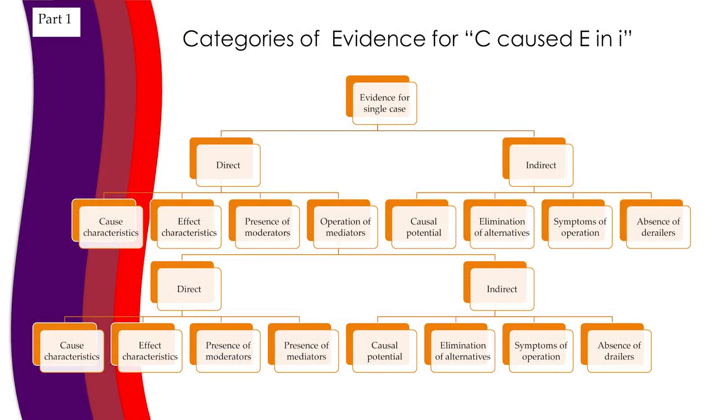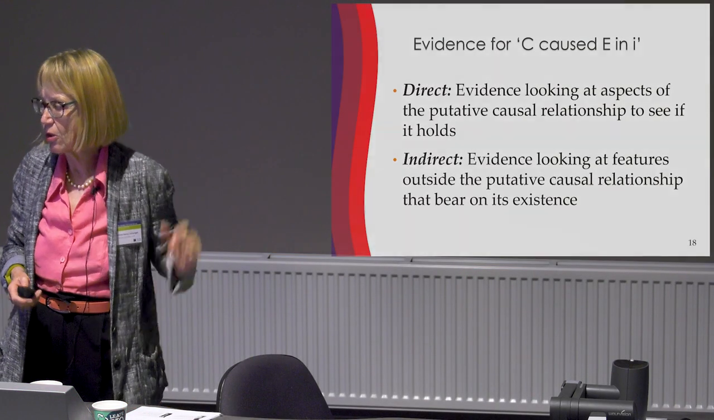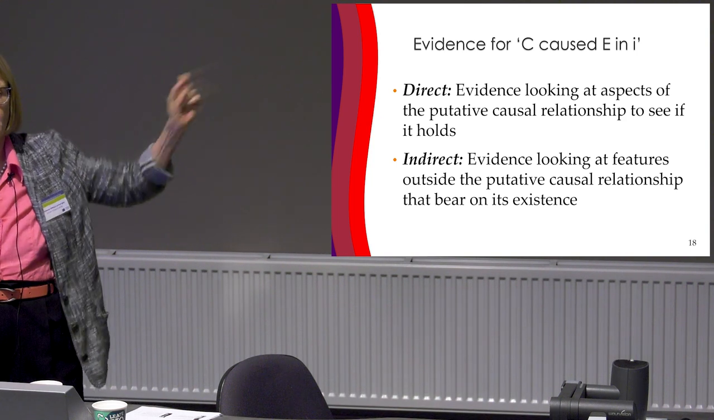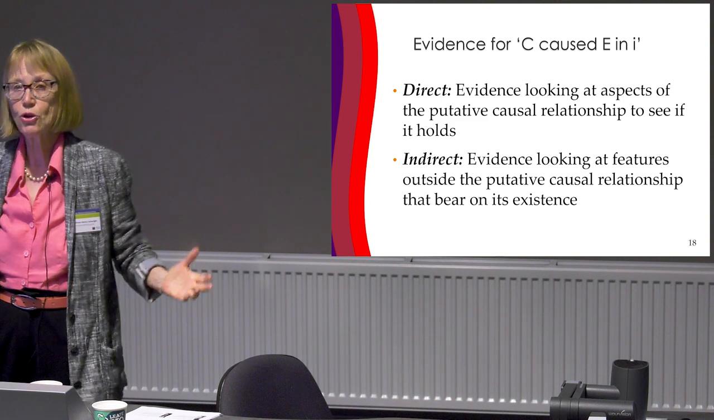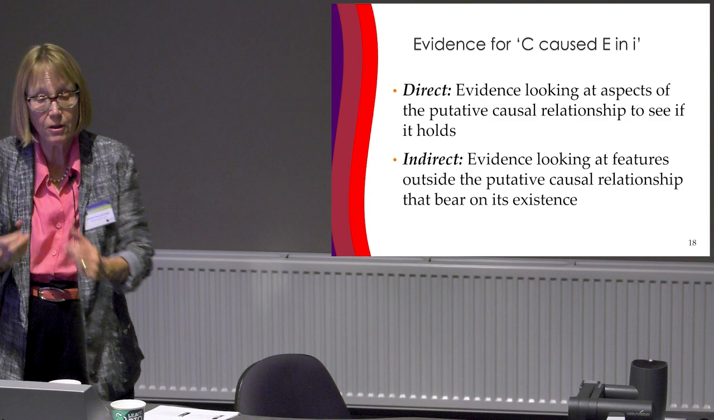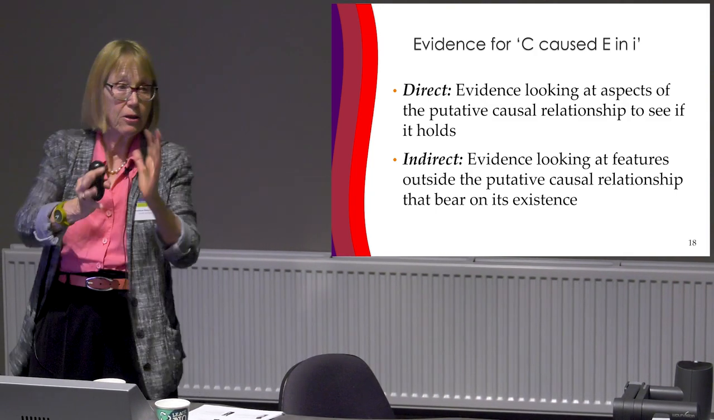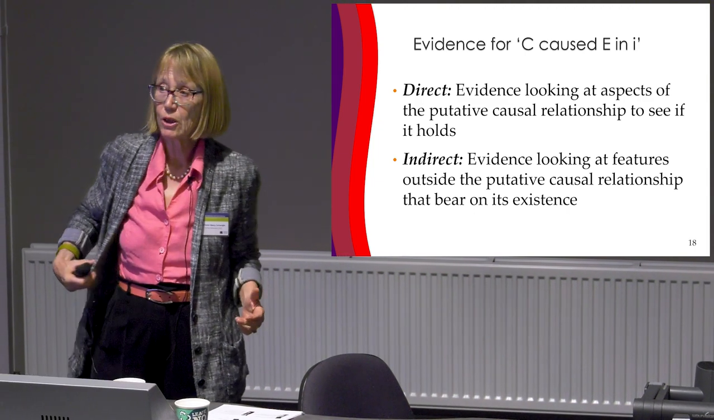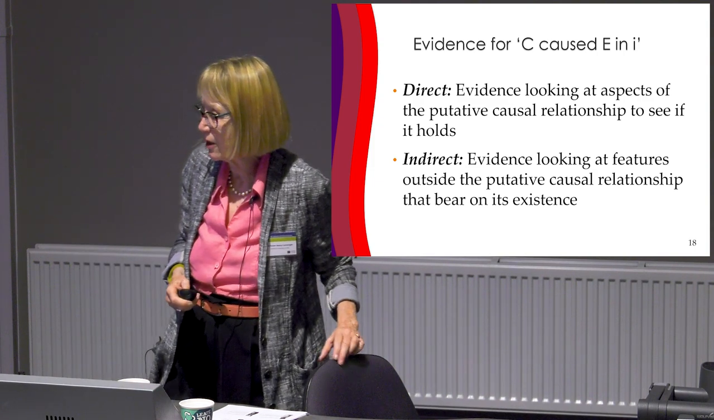So now here are my categories of evidence. I think there are more to fill in, but I'm going to talk about them very, very quickly because they'll be familiar. So evidence, this is part one now on the categories. Evidence that C caused D in an individual case. There's direct evidence that looks at aspects of the putative causal relationship itself to see if it holds, and indirect evidence that looks at features outside that bear on the existence of this causal relationship. These aren't distinctions written in stone, right? These are a way of organizing the material.